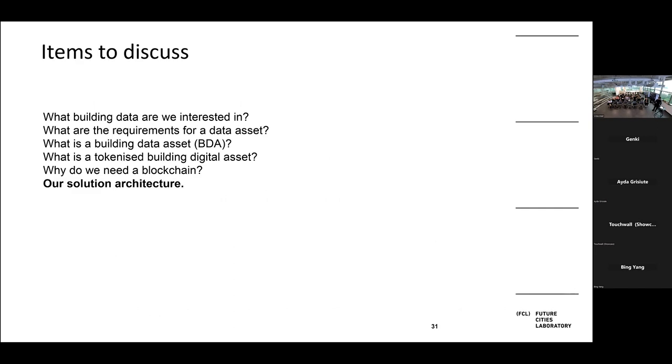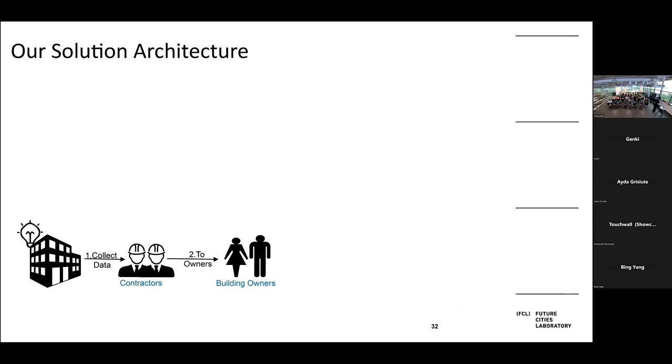So our solution architecture using a blockchain. In this case, you have the building, you have the building owners. The building owners are going to hire contractors, and these contractors, as part of their regular job, are going to collect the information requested by the building owner. They're going to digitize it in a suitable format and hand it over to the building owners. So this is the first part.